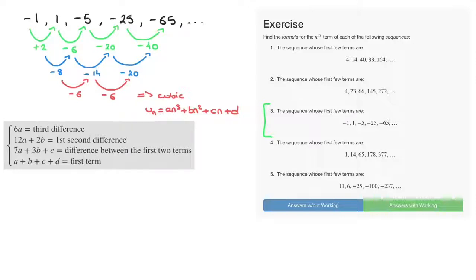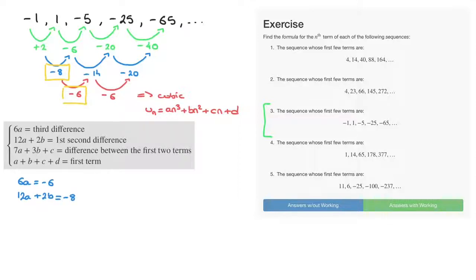So, looking at the first one, 6a must equal the third difference. Well, in this case, we've seen that the third difference is -6. So our first equation becomes 6a equals -6. The second equation is 12a plus 2b equals the first-second difference. Now, what we mean by the first-second difference is the first value on the row of second differences. So that would be -8. So our second equation would be 12a plus 2b equals -8.